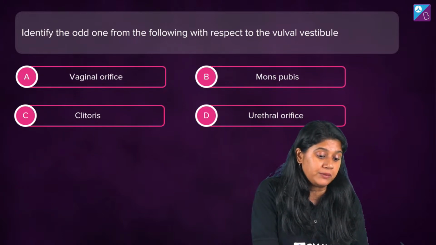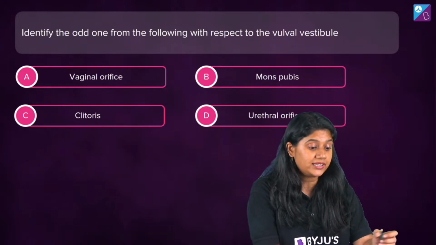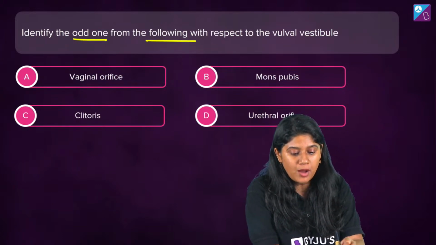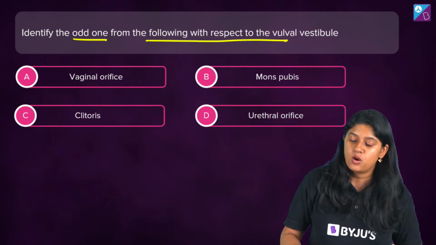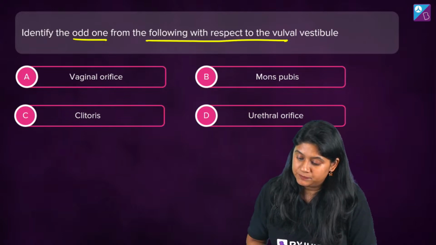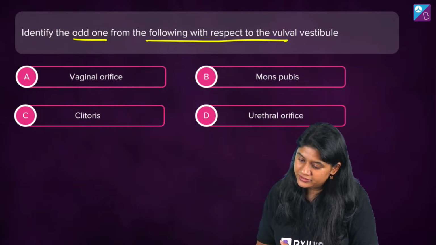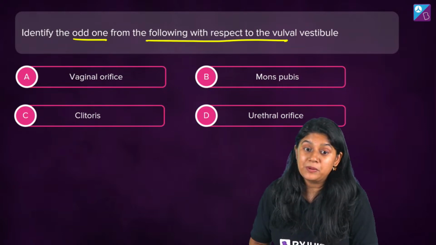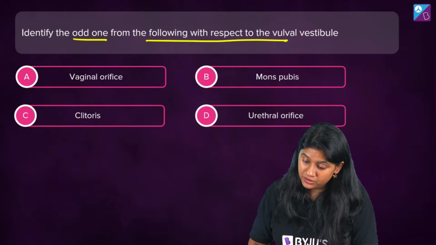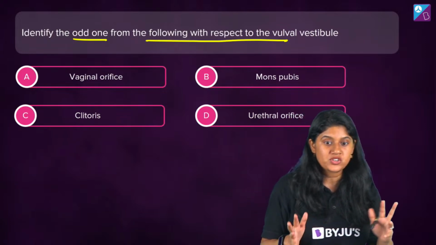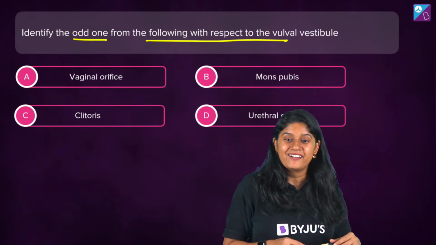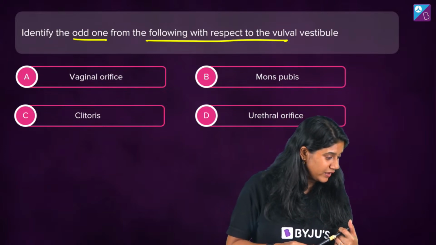Read the question carefully. We have to identify the odd one from the following of the vulval vestibule, right? Everyone, the area between the... Interesting, very good, very good. One minute, everyone.